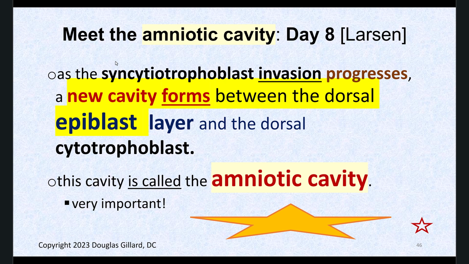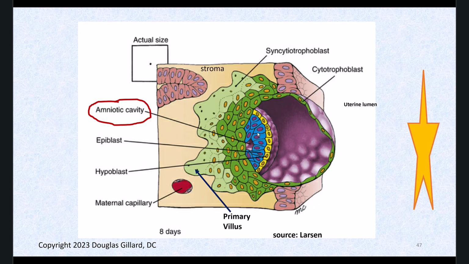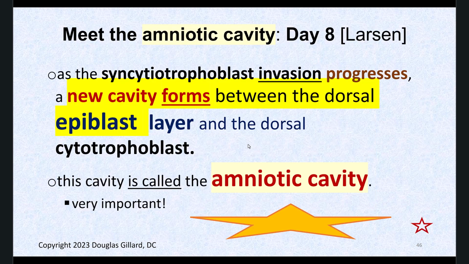Another thing that happens, the next big thing, is we get a new cavity called the amniotic cavity and amniotic fluid. You've probably heard of that before. So that's going to happen. Let's look at the picture and see what happens. We're almost completely implanted now. We haven't tapped into the blood vessels yet, but you can see in these epiblast cells, we've got a cavity forming right here. That's going to be called the amniotic cavity, and that's going to fill with amniotic fluid.